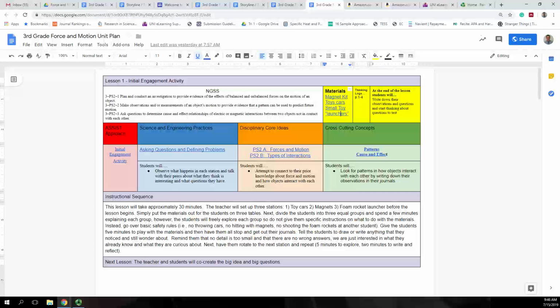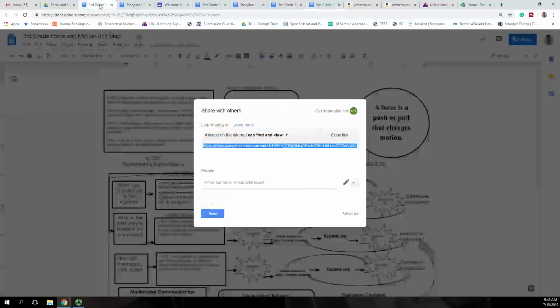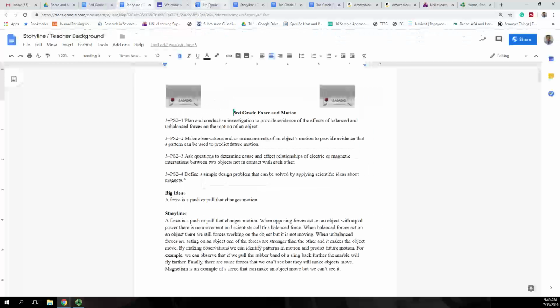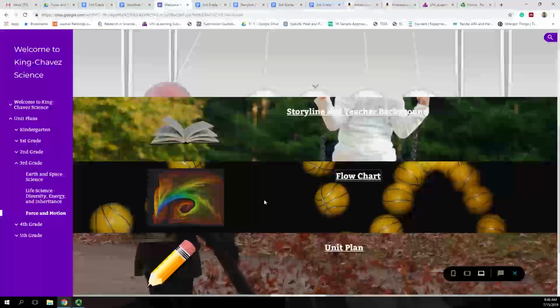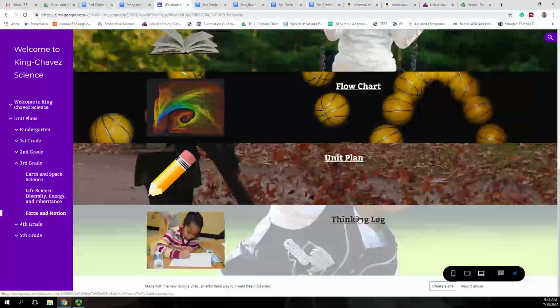And then if you look at your thinking log, let me get the thinking log up here. Let me go back and find it. All of the materials are on the website, so there's the thinking log.